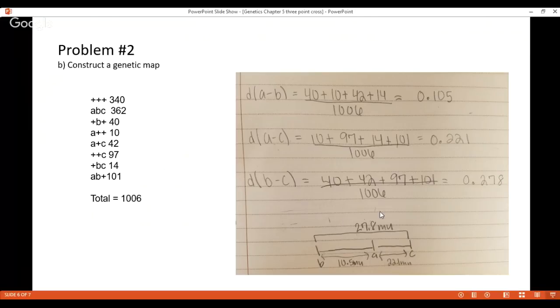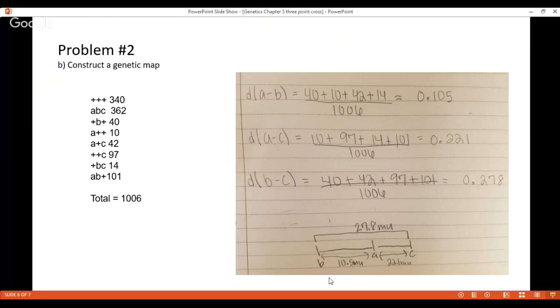To construct the genetic map, which also helps us get the gene order. So from A to B, we calculate all the ones that are different. So these are the same, different. 40 plus 10 plus 42 plus 14 gives us that over the total, and you get these decimals right here. You do the same thing for A to C and B to C.